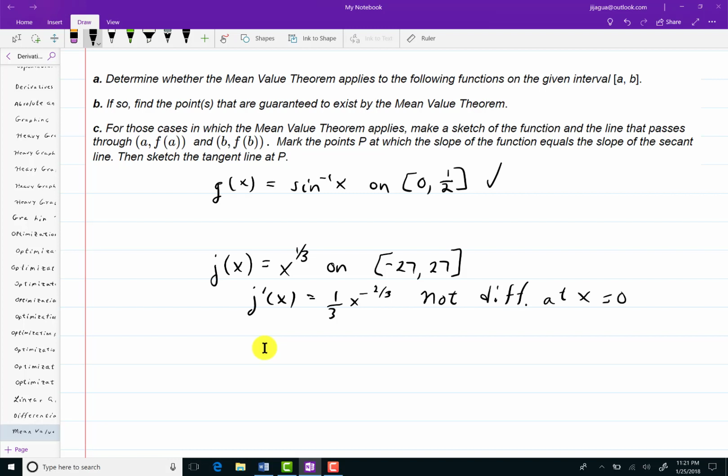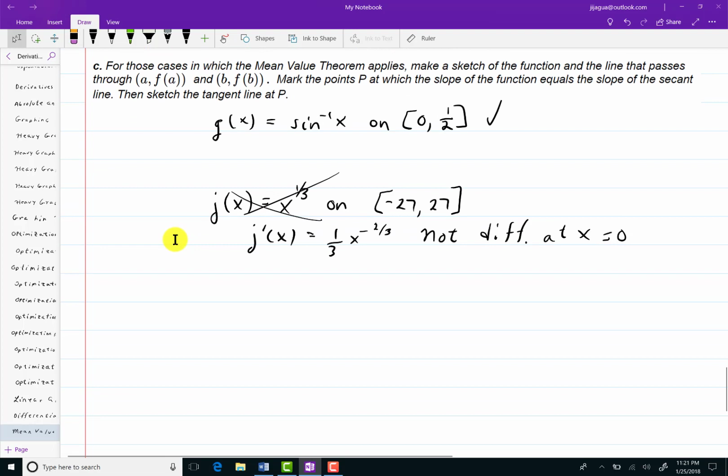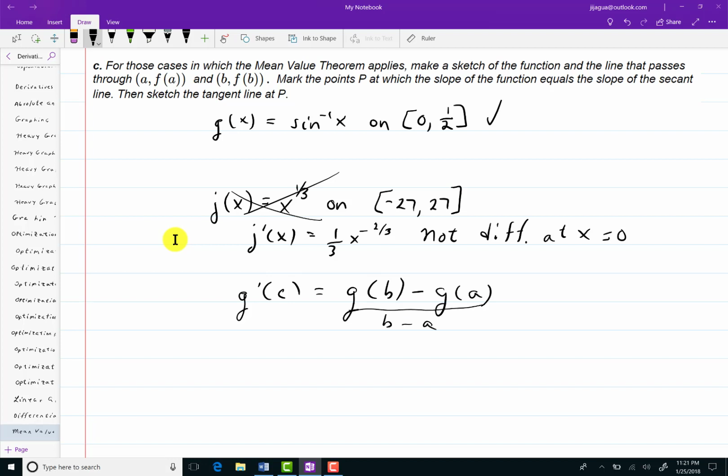So the second one, might as well cross that out. And let's see, then we'll continue on with what part B says for us to do. Now let's find the points that are guaranteed to exist by the mean value theorem. And what are those? We are supposed to have G prime of c equal to G of b minus G of a all over b minus a.